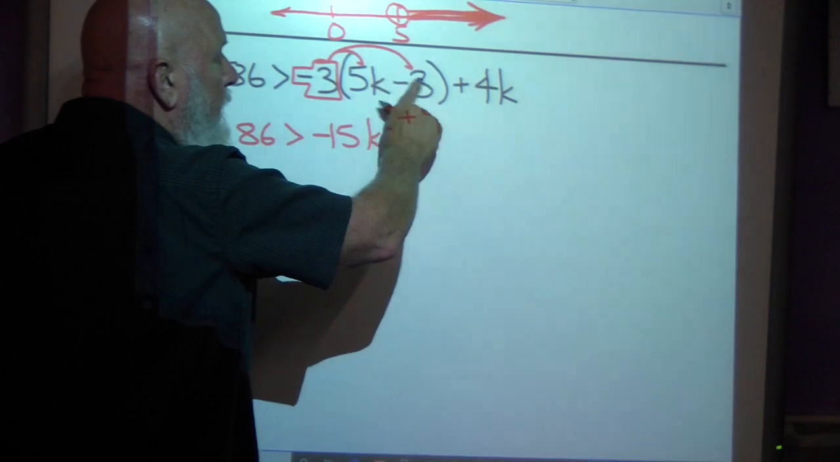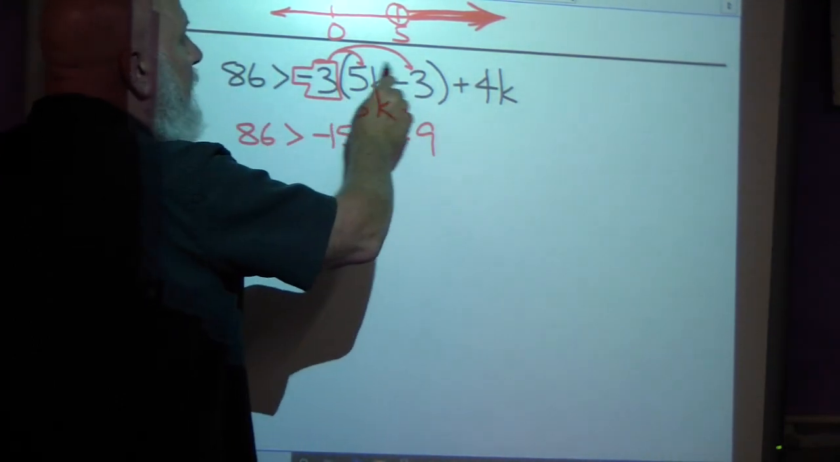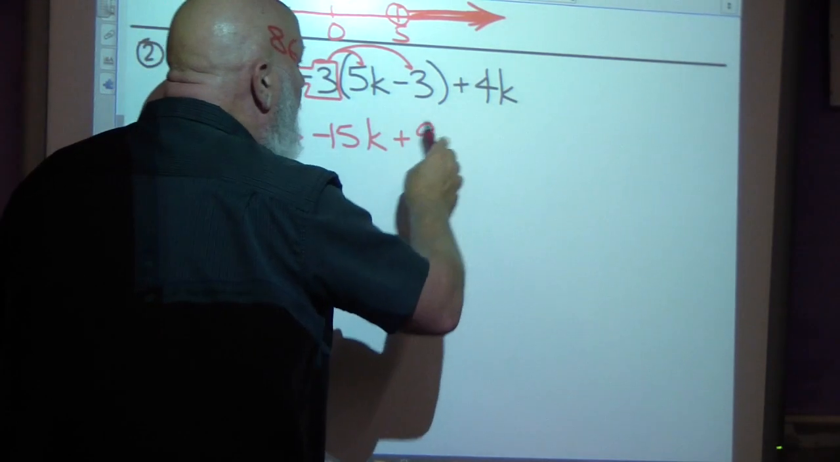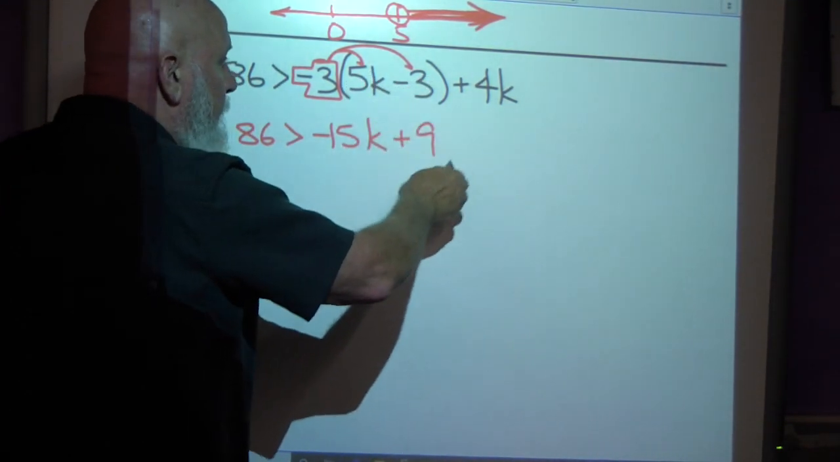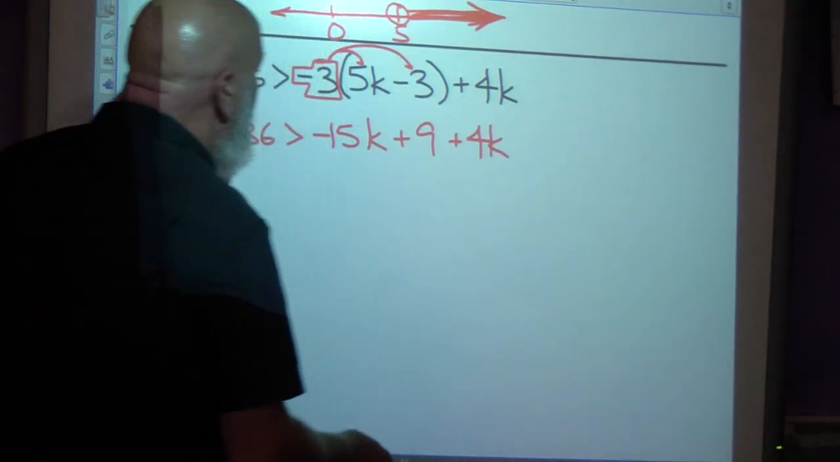This minus sign in between these two is to the left of 3. That makes the 3 negative. So I've got -3 times -3 is 9. Then we open the parentheses. That means they've disappeared. And we bring down the 4k and combine like terms.